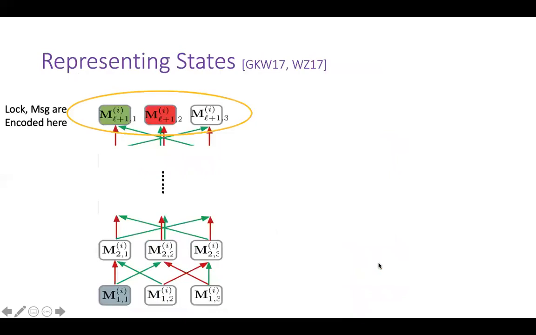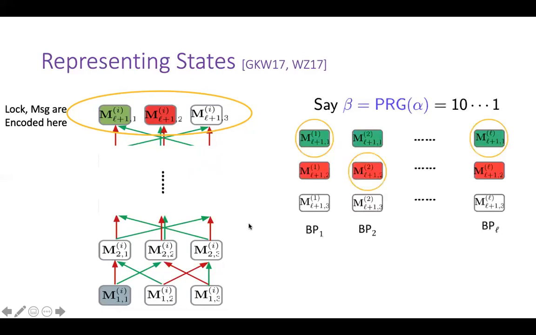To obfuscate the ith branching program, we first associate each of the nodes with some matrix M. For all the layers other than the last layer, these matrices are just chosen uniformly at random, along with some lattice numbers, but we forget about that. In the last layer matrices, we encode the lock value and the message. So here's how we encode the last layer.